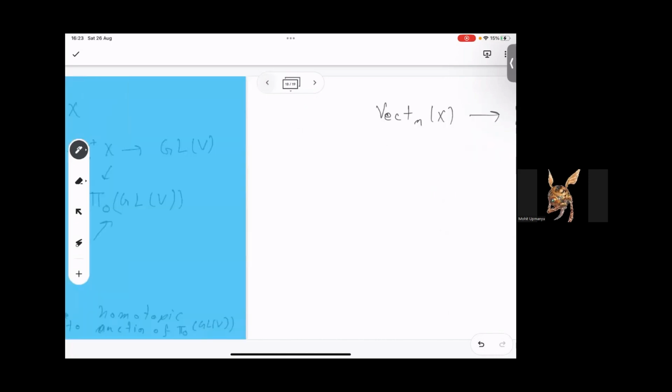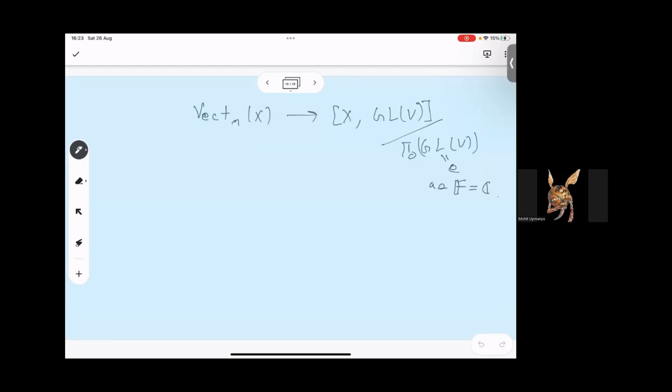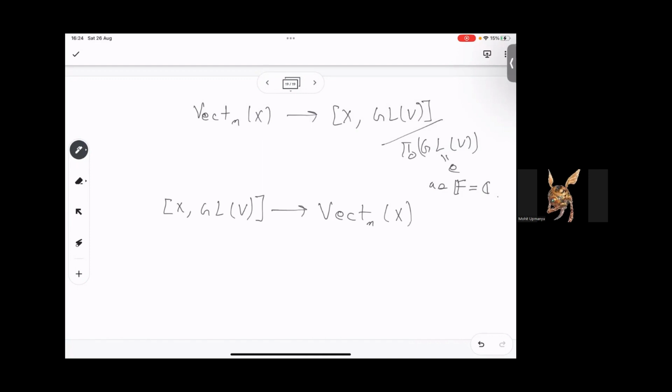Let's go to the final last page. What were we doing? So we have now obtained a map from VecN X to homotopy classes of maps from X to GLV. Clutching functions were well defined only up to homotopy. And we have already seen the clutching construction gives us a map in the reverse direction. This is what clutching construction did.